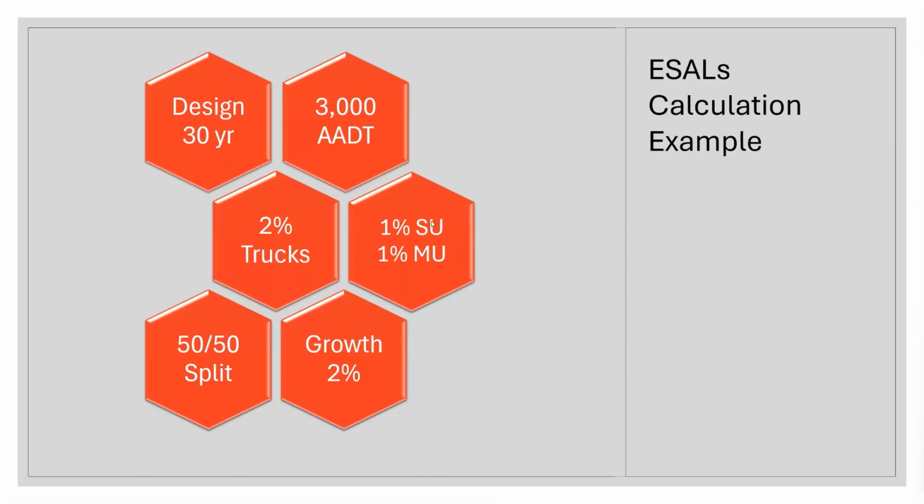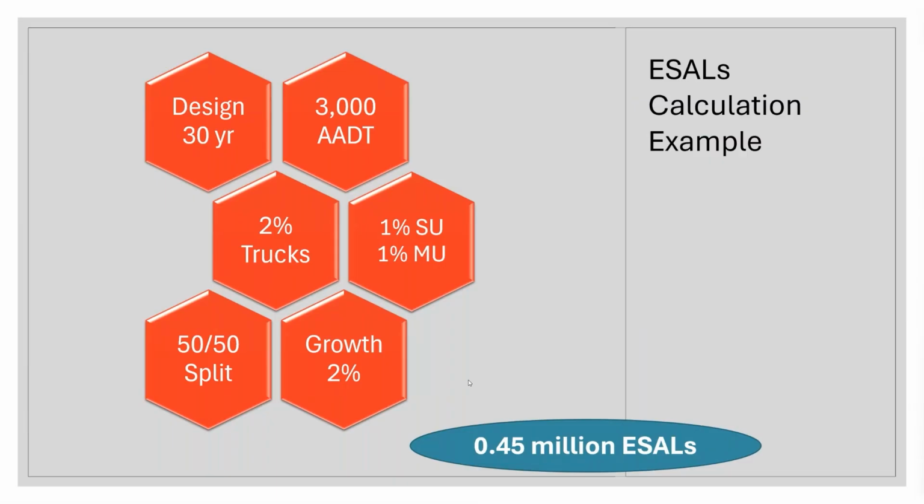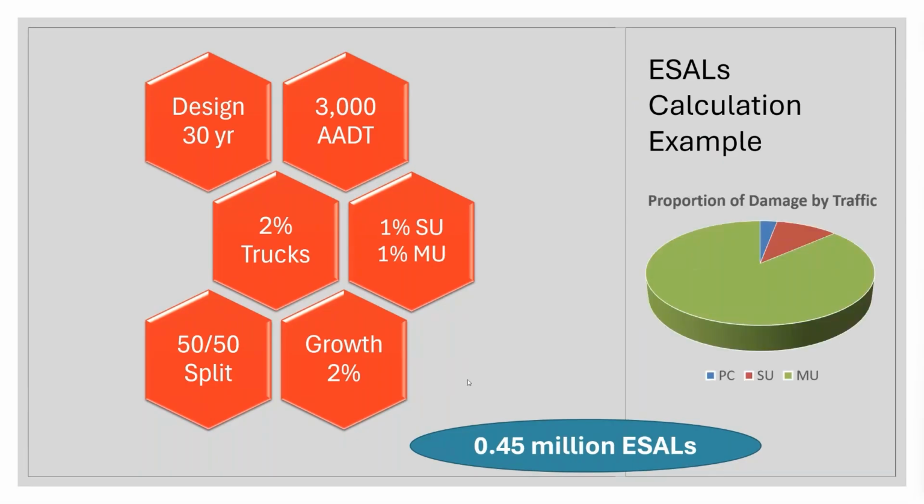And we'll say 1% single unit, 1% multi-unit, and we'll go ahead and say it's a 50-50 split, and our growth rate is 2%. When I run those calculations, I come out with about 0.45 million ESALs. So in the grand scheme of pavement design, that's a very small traffic level. So not a whole lot to design for. But, yep, there's our breakdown of the proportions of the different trucks. Even at 1% of the big trucks, they're still doing most of the damage.